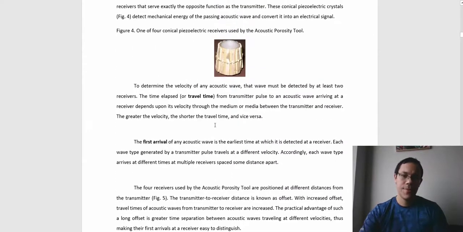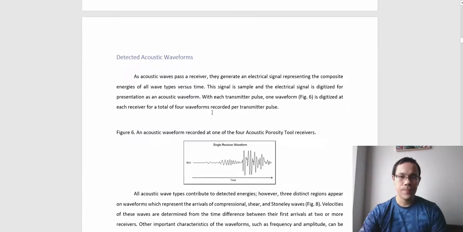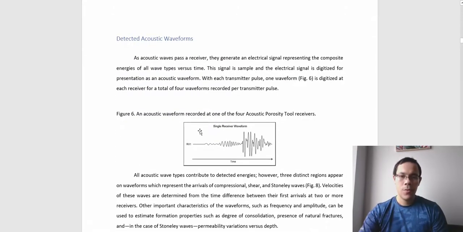And this is how a receiver might look. This is the concept of offsets, which is the space between each receiver. When you detect this signal, it is a bunch of all those previously mentioned signals; everything is in here: compressional waves, shear wave, Stoneley, flexural, all is there.